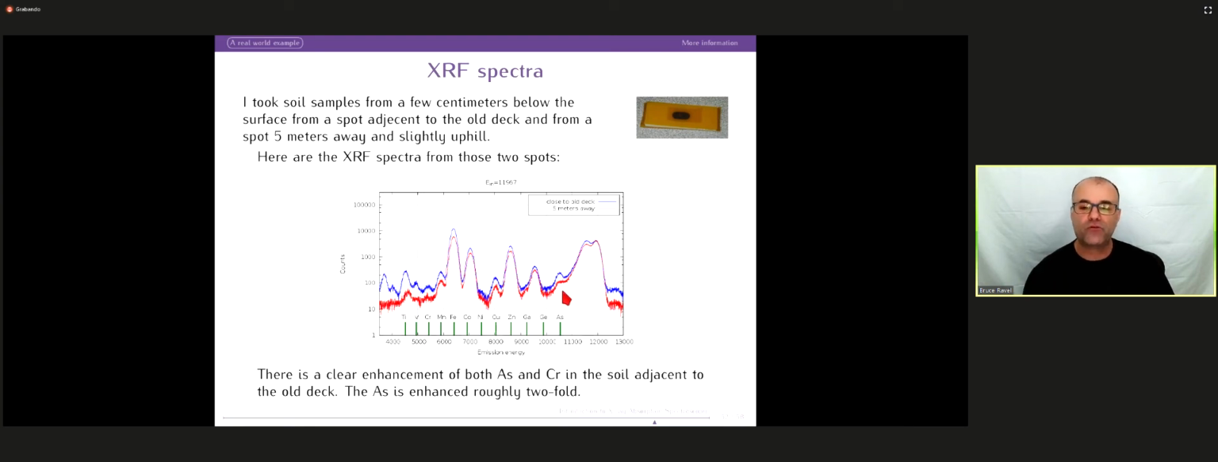This position right here is where the arsenic is, and you can see very clearly that there's an enhancement of arsenic in the soil close to where the deck, where the patio used to be. The chromium signal is a lot smaller, but you can see also that the chromium signal is enhanced. The copper signal might be enhanced. I find it a little harder to tell in this case, but the arsenic is certainly enhanced relative to the soil from 5 meters away. So that partially answers thing number one. Thing number one is there is more arsenic in the soil near where the patio used to be.